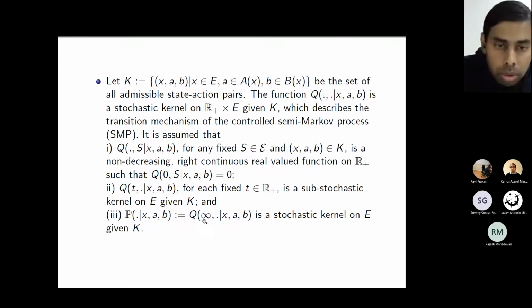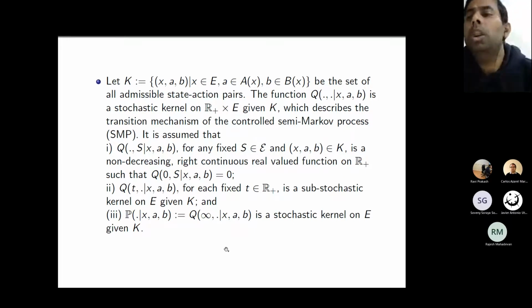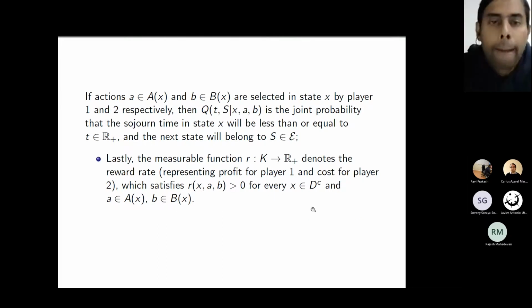Now if you just look at the second component, then you are looking at the probability that it will jump to a new state. If you fix a Borel subset of E, what is the probability it will jump to that? Since I have replaced T by infinity, this has become a stochastic kernel and not a substochastic kernel, because there is no guarantee that it will jump within time T. But if you take T to be infinity, then it will jump at some time, and we are trying to find the distribution of the state after the jump. So that will be a stochastic kernel on E, the state space of the stochastic process. Fine.